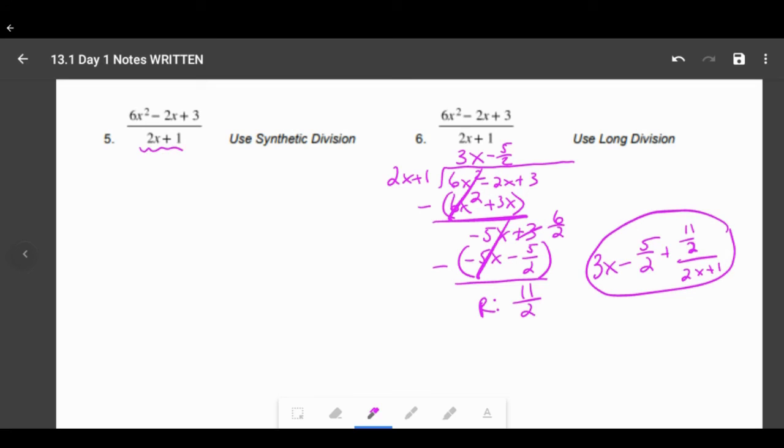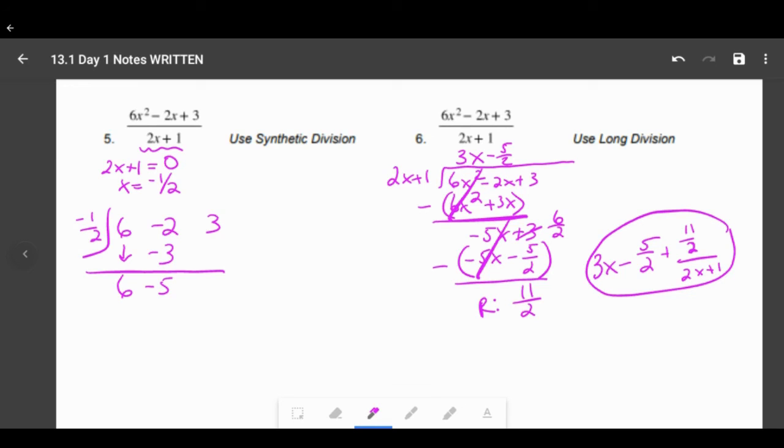Okay? Because when you solve it, if I take 2x plus 1 and set it equal to 0, I'm going to get that the root comes out to be -1/2. So that's the number I put in my box, right? And then you take the 6, the -2, and the 3, and start doing synthetic division. I have a 6 there. If I multiply, I get a -3. If I add, I get -5.